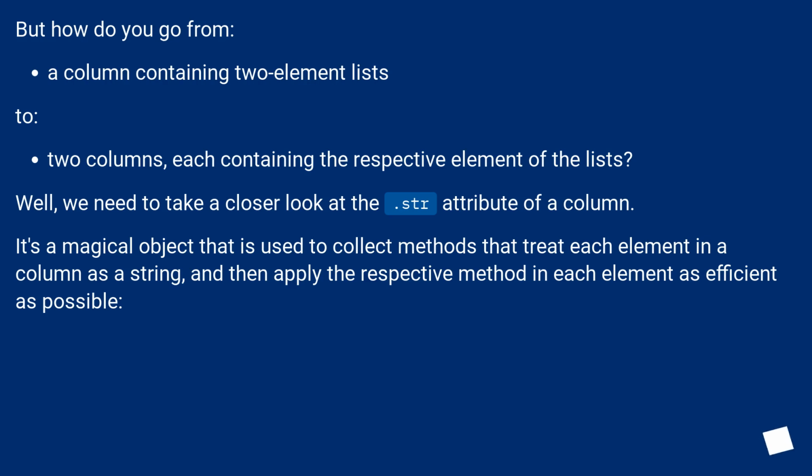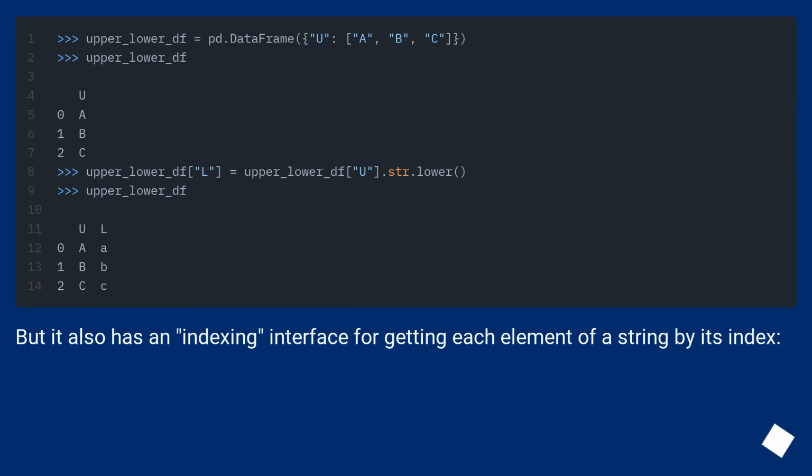But how do you go from a column containing two element lists to two columns, each containing the respective element of the lists? Well, we need to take a closer look at the .str attribute of a column. It's a magical object that is used to collect methods that treat each element in a column as a string, and then apply the respective method in each element as efficiently as possible. But it also has an indexing interface for getting each element of a string by its index.